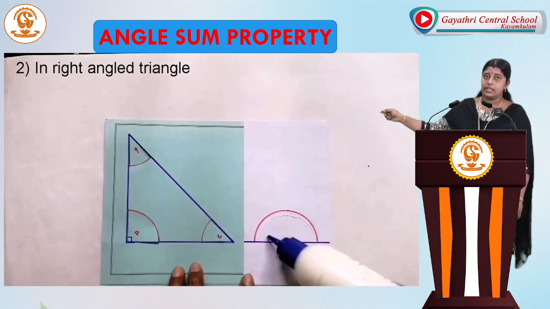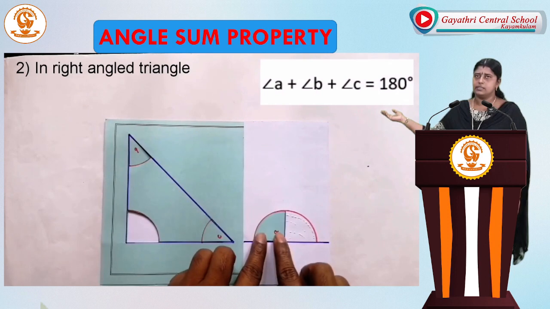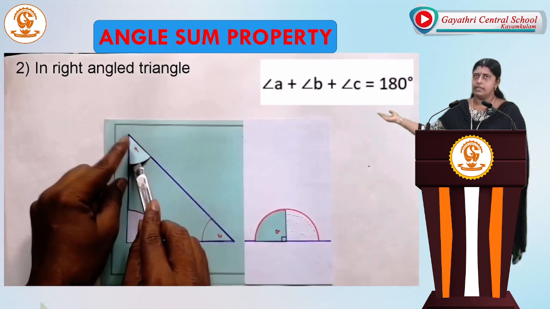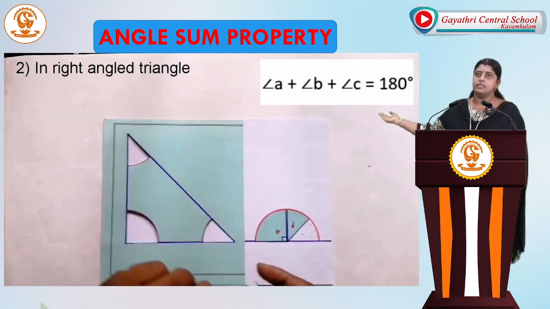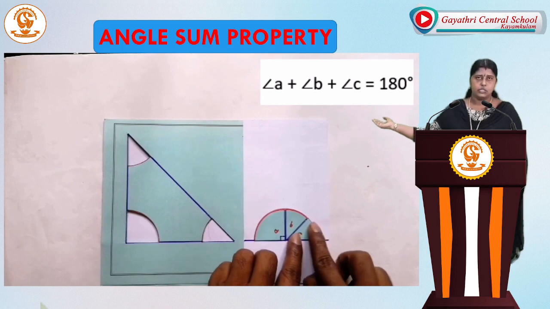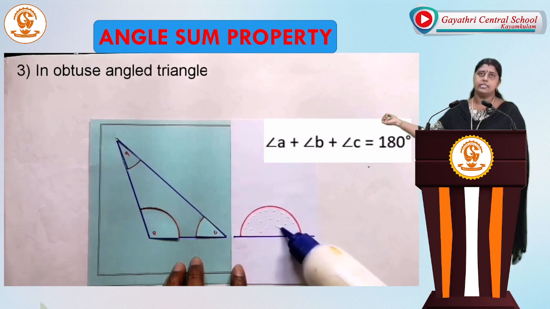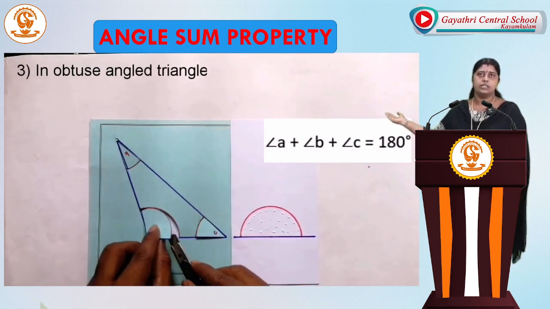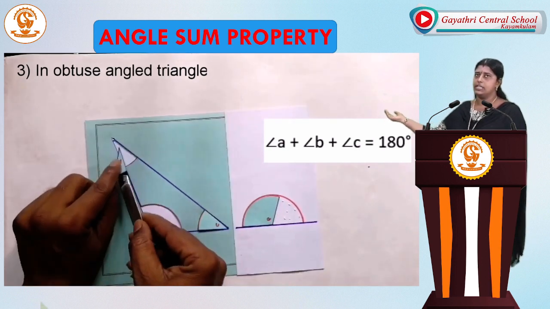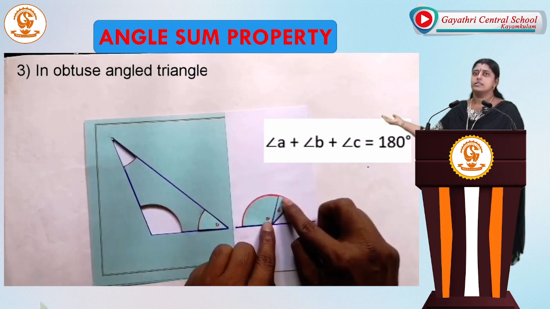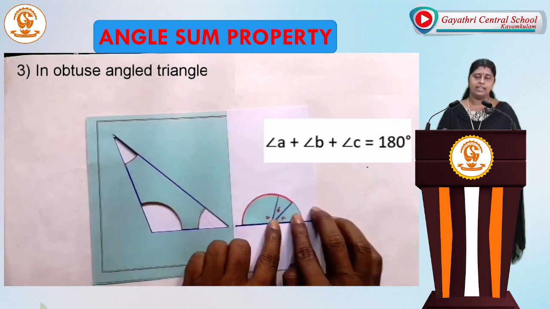Here we are taking another triangle. It's a right angle triangle. Let us check whether the sum of these three angles is also 180 degrees. We are pasting these three angles here, and here also the shape is like this. It is also 180 degrees: angle A plus angle B plus angle C is 180 degrees. Another triangle, an obtuse angle triangle. Let us check the sum of angles in this triangle. Pasting these three angles here also, we can see the sum of these three angles is also 180 degrees.